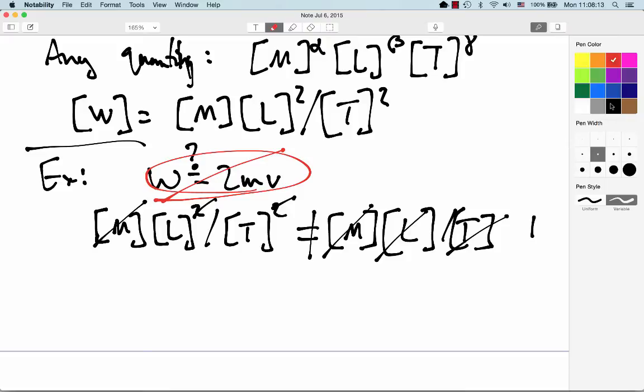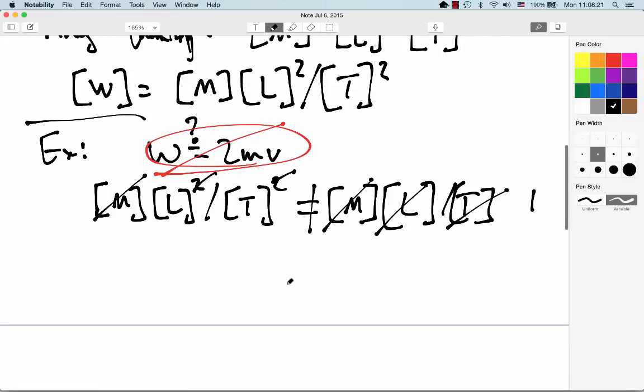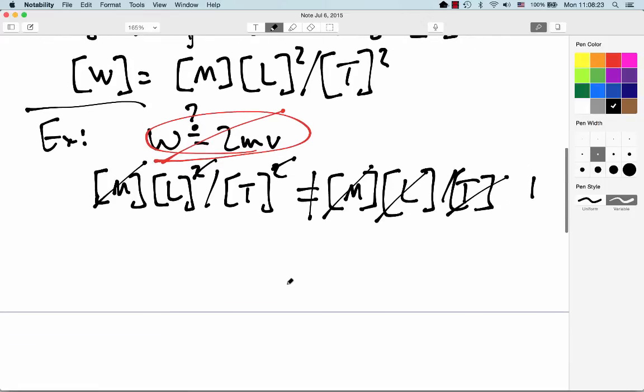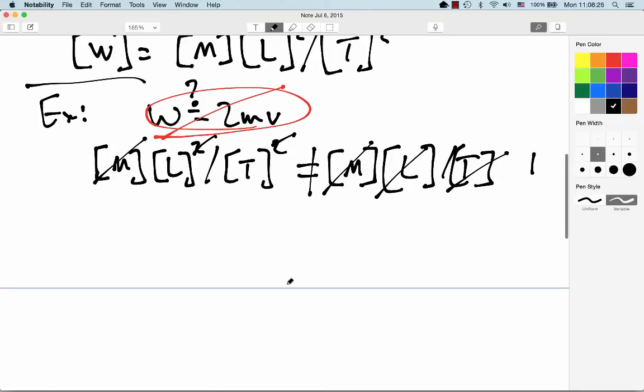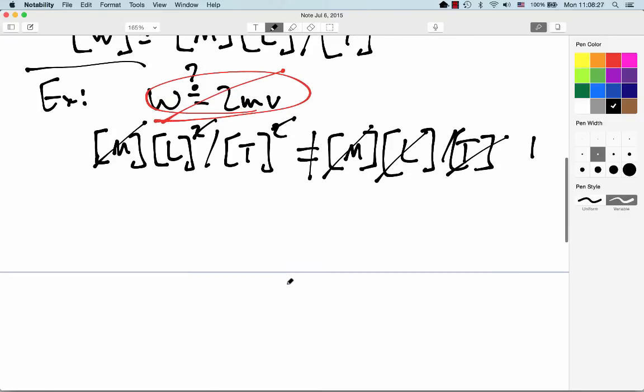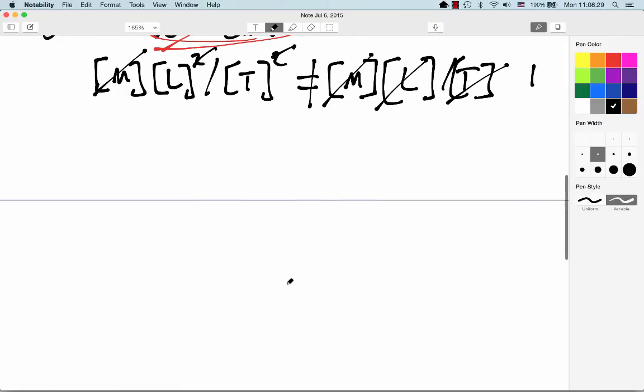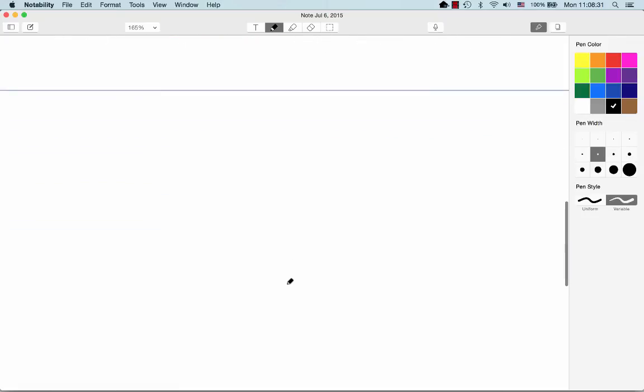That's the advantage of physics class over math class, is that since the symbols always have meaning, you can always check the dimensions to see if you made a mistake, and I expect that you would do that.